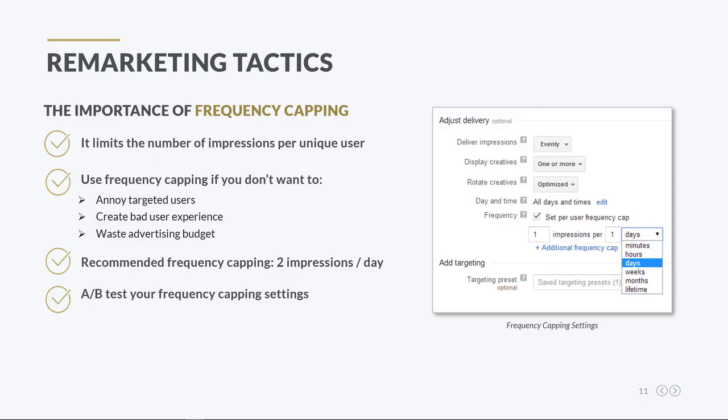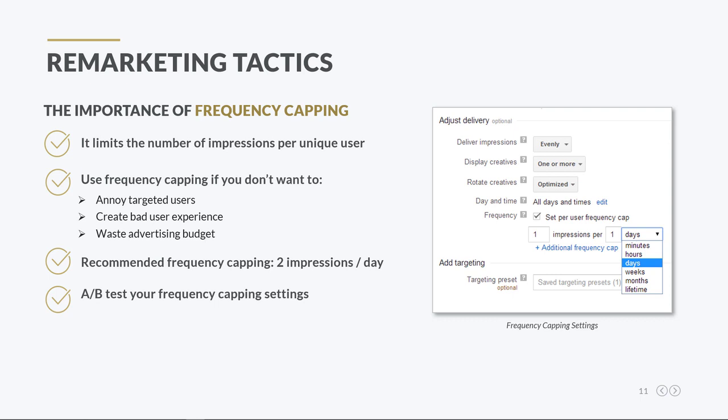Given that remarketing ads follow the target audiences around the internet, advertisers need to limit how many times a unique user sees a particular ad in a given time frame. Not doing so may annoy your target audience, which can result in creating a bad user experience, something that can negatively impact your conversion numbers. Luckily, all demand-side platforms allow advertisers to limit the number of impressions per user through the frequency capping setting.